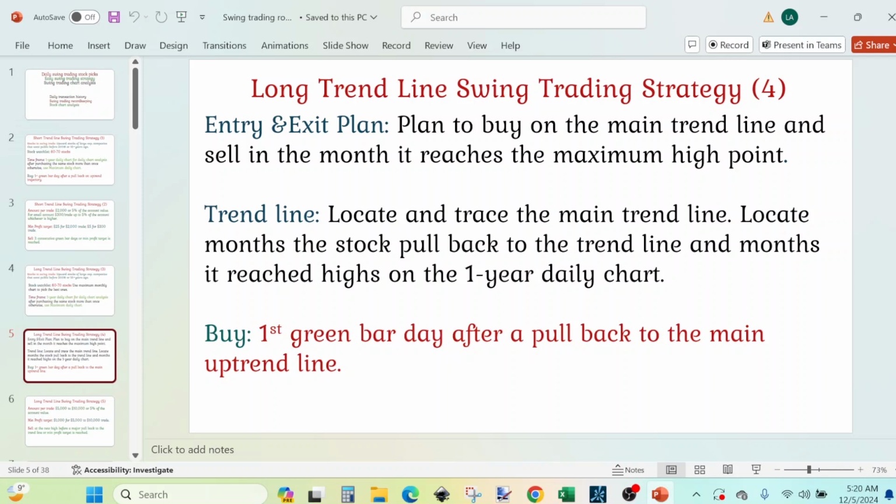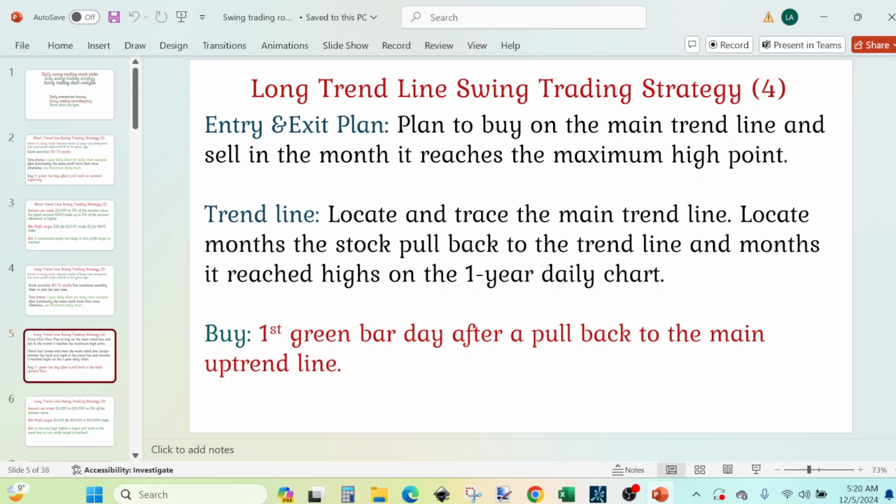And we have an entry and exit plan. So we plan to buy on the main trend line and sell it in the month it reaches the maximum high point. I just put it that way for now. And the trend line: locate and trace the main trend line, which we just did for one of them. Locate months the stocks pull back to the trend line, and months it reaches highs on the 1 year daily chart.